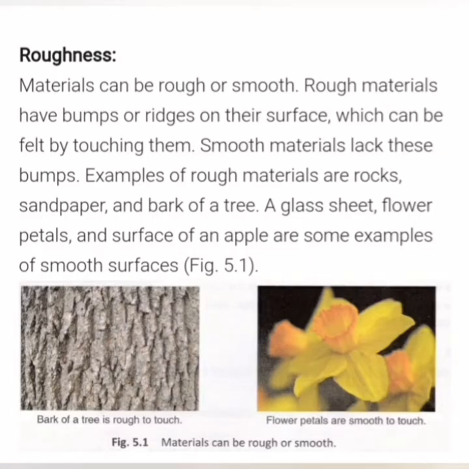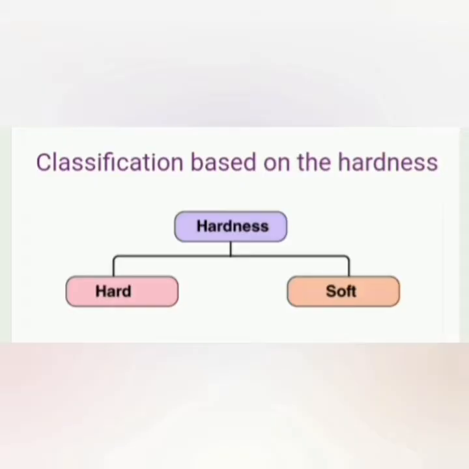Next property is roughness. Materials can be rough or smooth. Few materials have bumps on their surface which can be felt by touching them, and smooth materials lack these bumps. For example, rocks, sandpaper, etc. have a rough surface, while a glass sheet, flower petal and surface of an apple are some examples of a smooth surface.